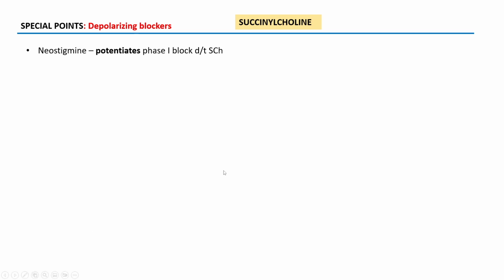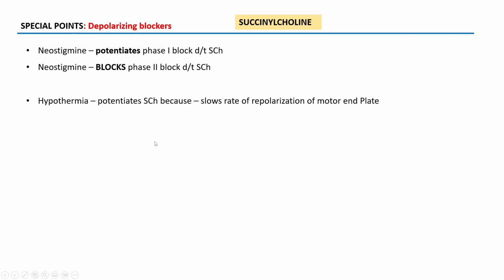A special point to be mentioned and remembered is neostigmine. Please remember it potentiates the phase 1 block due to succinylcholine. Neostigmine will block the phase 2 block due to succinylcholine. That means neostigmine will augment the phase 1 block. Neostigmine will block or reverse the phase 2 block.